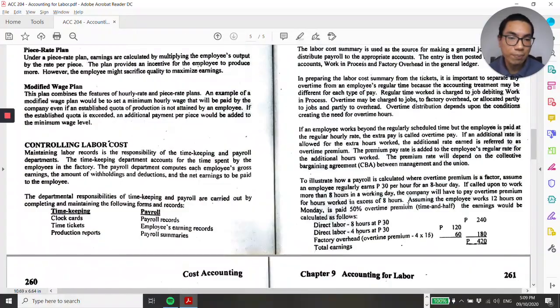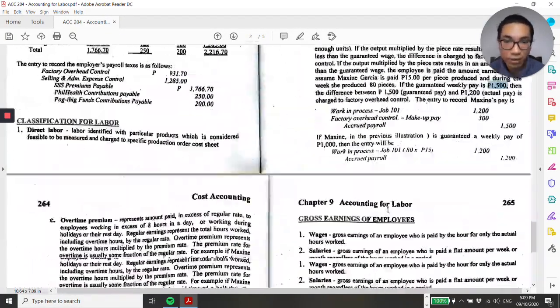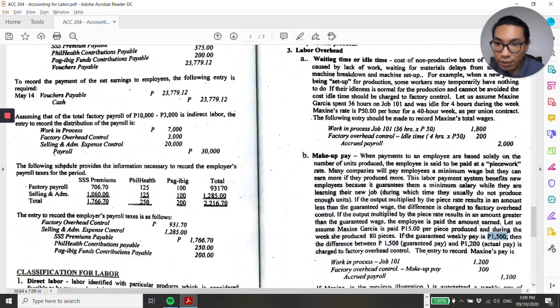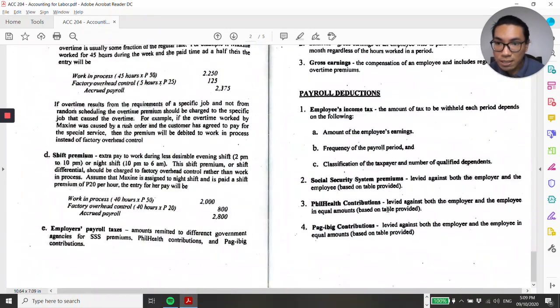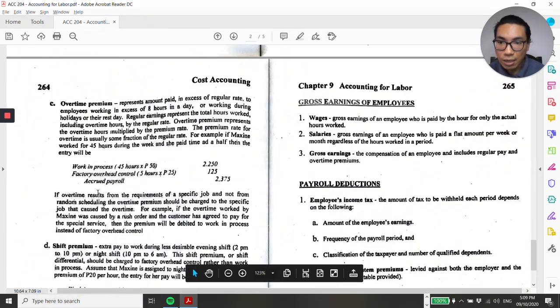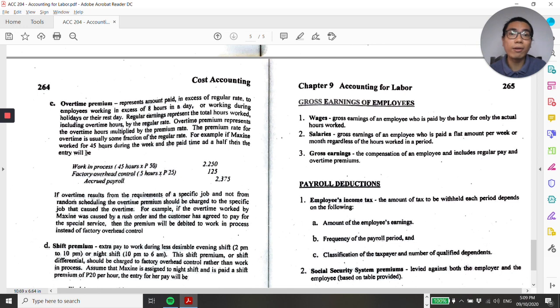Yan, yung dito sa part na to. Parang ito yung magiging application natin. Okay? So, for this particular problem solving, for Maxine's case, na nag-overtime daw, so yung total working hours niya is 45. Yan. Normally, 8 hours per day ang regular work natin.